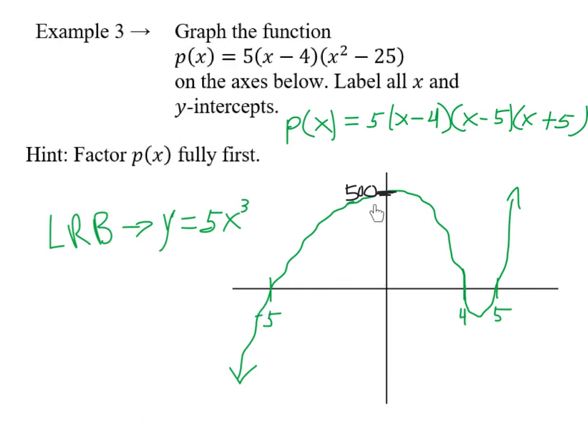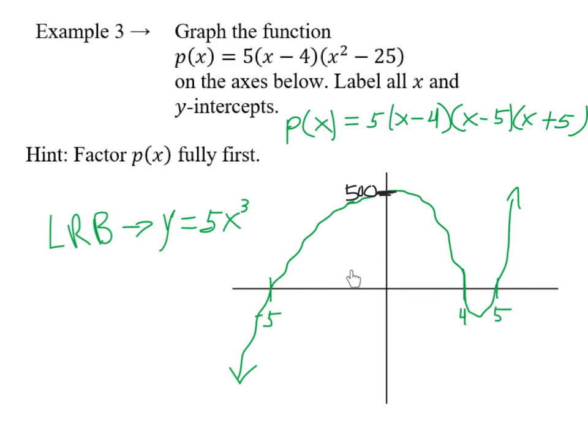Okay, and then once we have that, we can actually sketch the curve and see that it's going to come up and hit that point and come back down and go through. We did not have any double zeros or double roots, so everything's going to cross the x-axis.